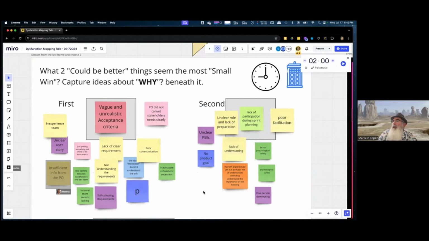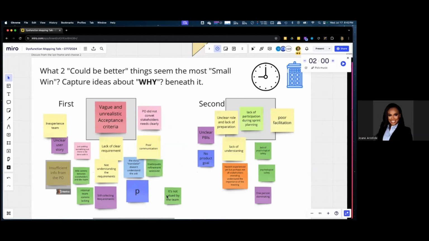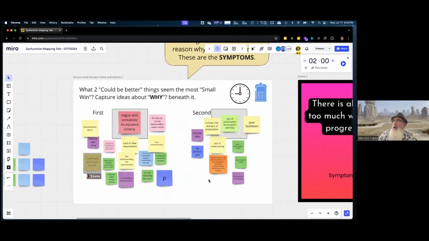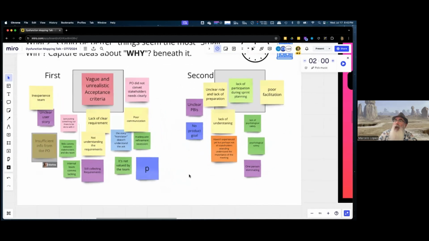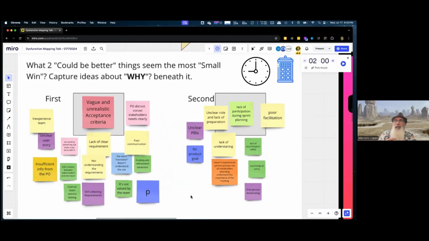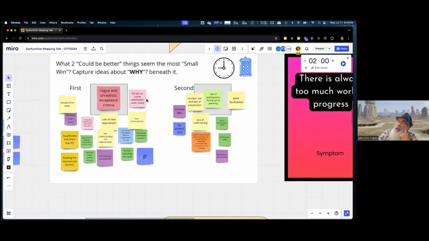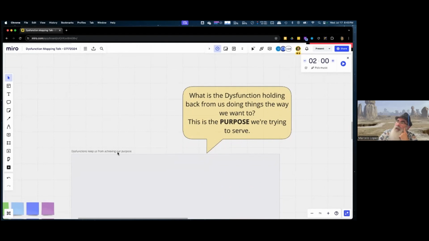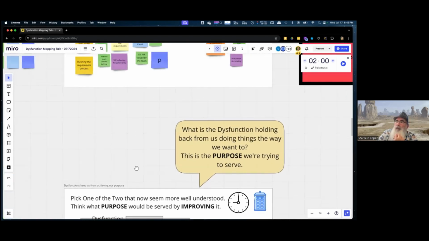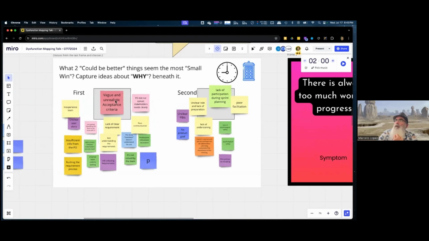All right, so here we've got lots of good reasons for why we're experiencing this. We've got a lot of good reasons for why each one of these two are happening. Very important to have an understanding of the symptoms that you're seeing that are bringing this thing about. What are we really trying to do? Probably the most important part of dysfunction mapping is to connect these things that we call dysfunctions with the purpose that we're trying to serve. Okay, and what do I mean by that? Let's look at one of these.